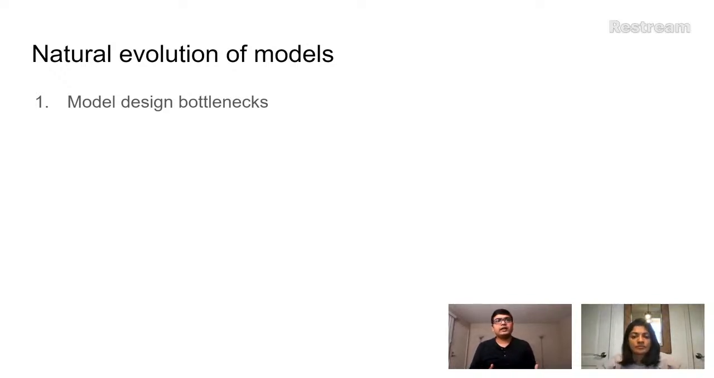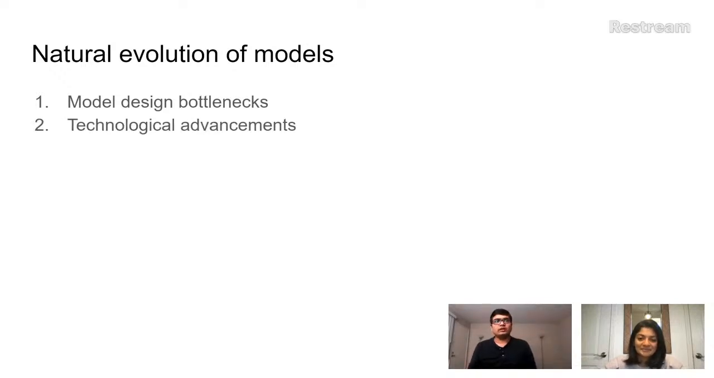So it ensures that you take an informed decision of changing your approach at every point in time. That yes, I am changing my model because my model design has reached a bottleneck. It's not because of anything else.